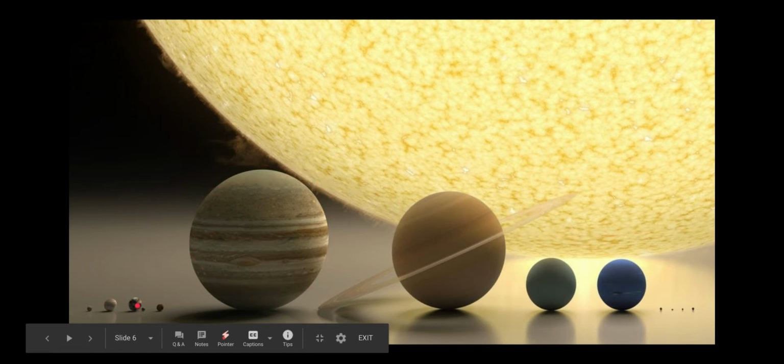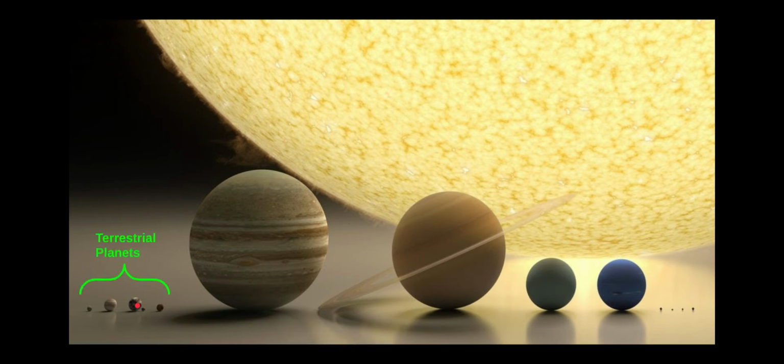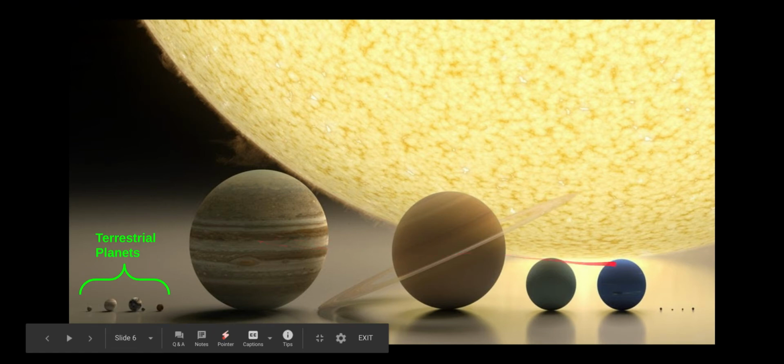Here's our planet, Earth. So I remember I told you there were two different groupings of planets. So these are the terrestrial planets. They're smaller and they're mostly rocky, right? And the reason that they're so rocky is they're closer to the sun. So the sun burned off the gases that could have formed these planets out here.